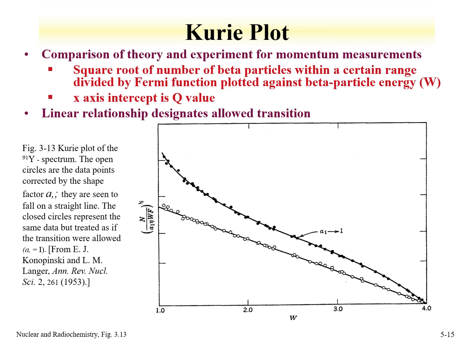There's also another measure of comparing theory and experiment for momentum measurements, and that's called the Kurie plot. We're going to briefly describe this, but it's fundamentally the square root of the number of beta particles within a given range divided by the Fermi function, and I plot that against the beta particle energy. If the relationship is linear, such as here, that's going to be an allowed transition. If it's nonlinear, that's going to be a forbidden transition. The other observation from the Kurie plot is that the x-intercept winds up being the Q value for the decay.